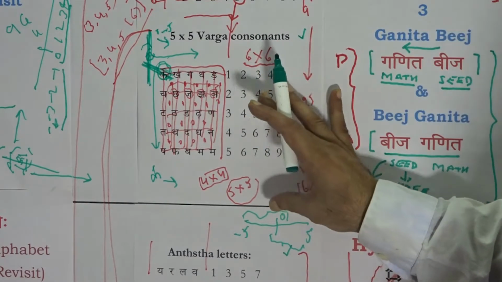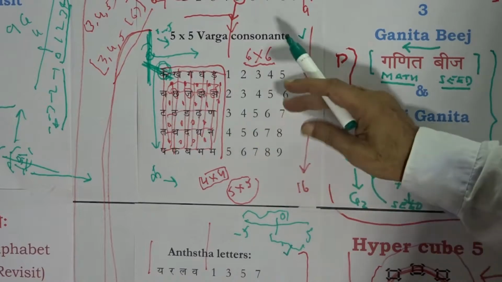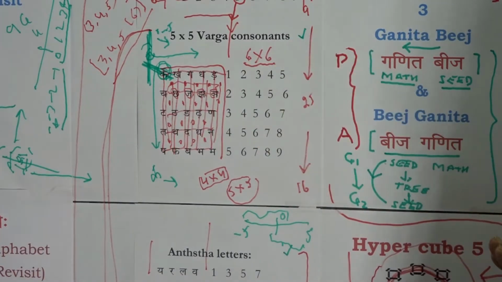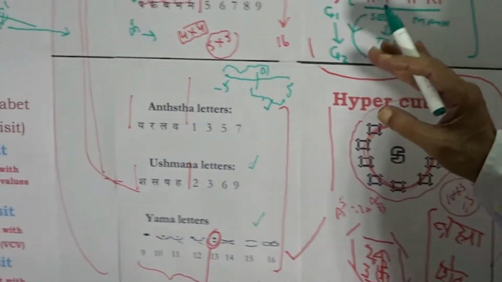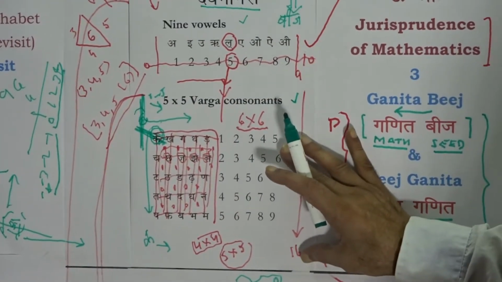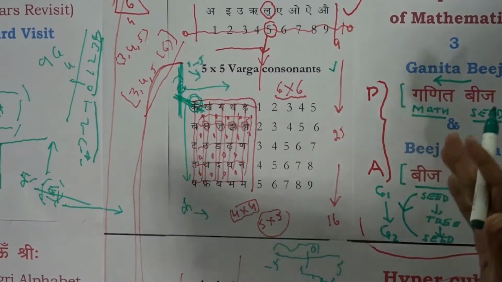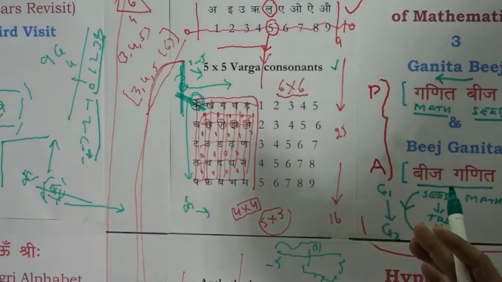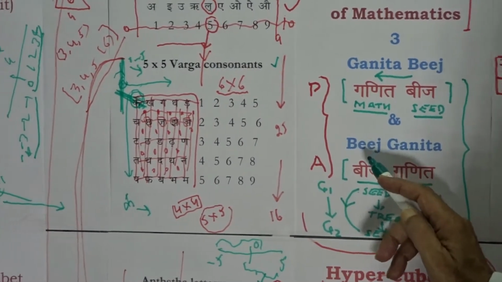It is this transition and transformation of the format of the Varga consonants in terms of the formats of hypercube 4 and hypercube 5 respectively. It is this format which we have to glimpse. It is this format on which we have to work, and it is this insight with which we have to approach the seed of mathematics and the mathematics of a seed.